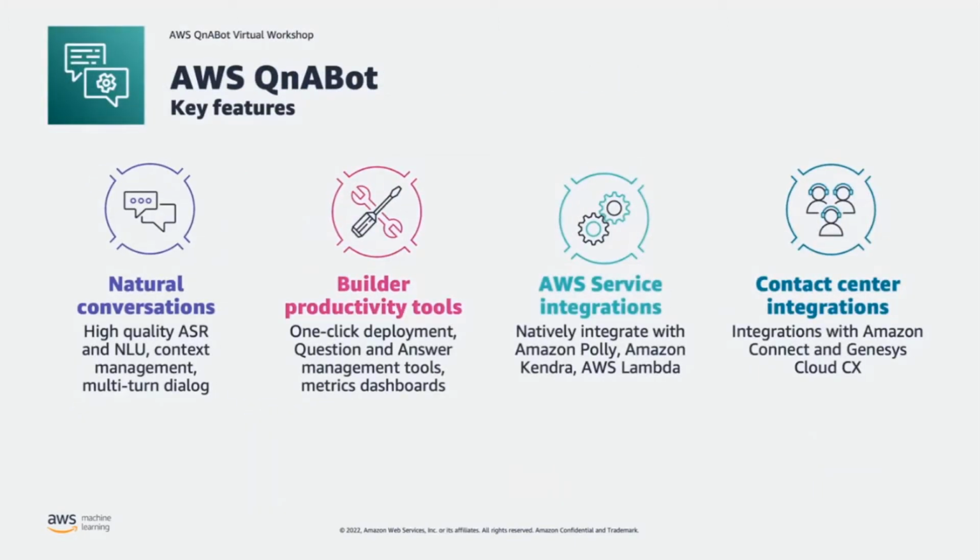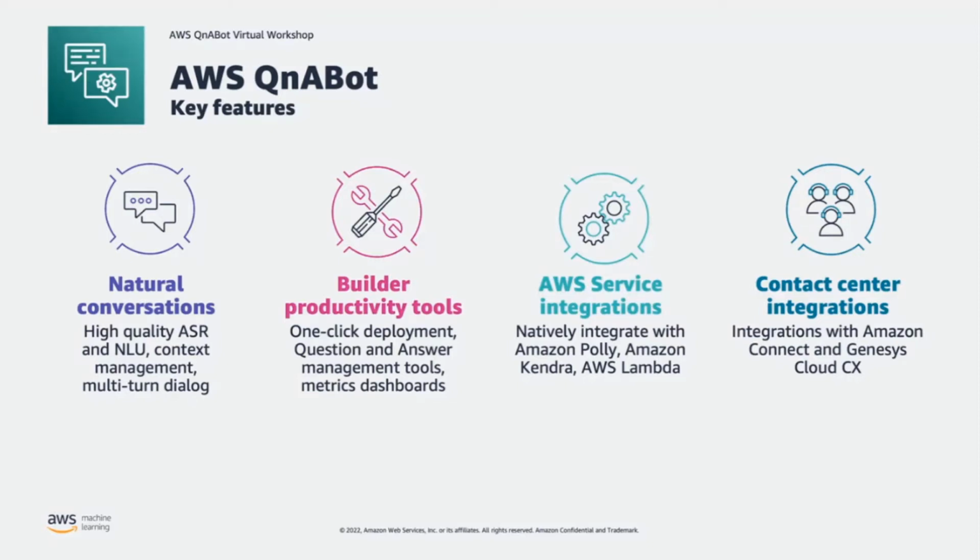Some of the features of AWS QnABot: it supports natural language conversations. So these are multi-turn dialogue conversations where the users can simply ask questions in natural language. For example, I need to renew my driver's license, and then they'll be routed to a set of questions that help them accomplish that task. Or they can even ask questions like, when are you open? And get an immediate answer.